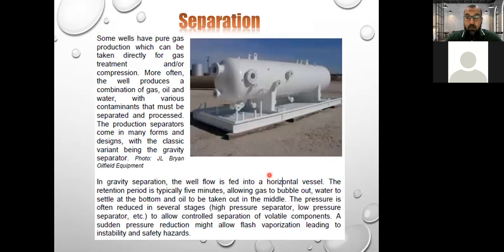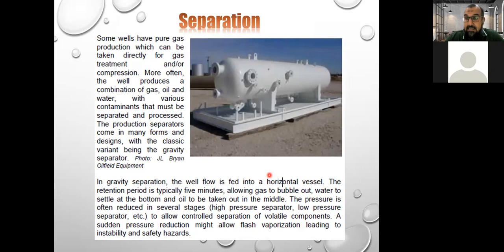Because, as I said, some wells have pure gas. Maybe you are lucky if your well is pure gas. You can take the pure gas immediately to gas treatment. You are lucky if your well comes with pure gas, because you immediately save a lot of cost. You don't need to do any separation. It is pure gas, so you will take it immediately to gas treatment for further processing.